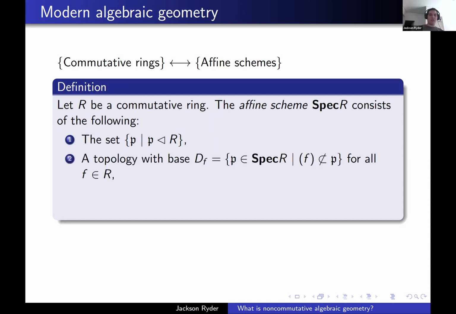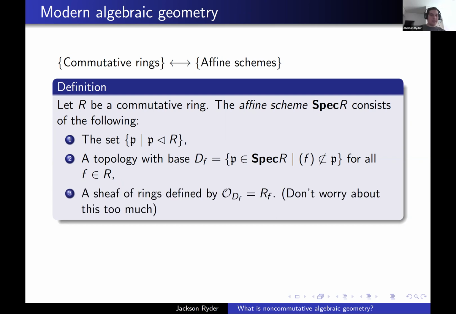We're going to put a topology on this set, defined in terms of a base of open sets, which are just all the primes in this spectrum which do not contain the ideal generated by some element f in our ring. As we let this range over all of the elements of our ring, this defines our base for the topology. And the last thing we need is a sheaf of rings. Don't worry too much about this. Essentially, we just assign to each of these basic open sets a ring, which is going to be the localization of our ring R at that element.